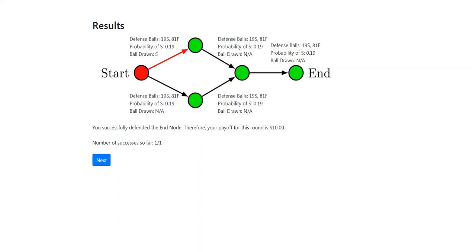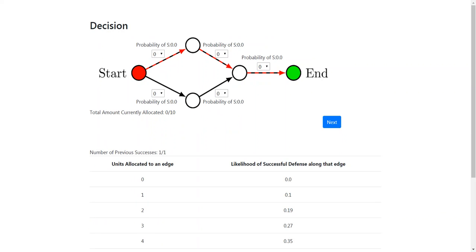So on the upper path, going from the first node to the second node, the attack did not succeed, and hence that node is green. The probability of successful defense on that edge was only 0.19, but even there, stochastically in this case, it so happened that the attack did not succeed. So overall, the defense investment was successful in this case. Let's go on to the next round.